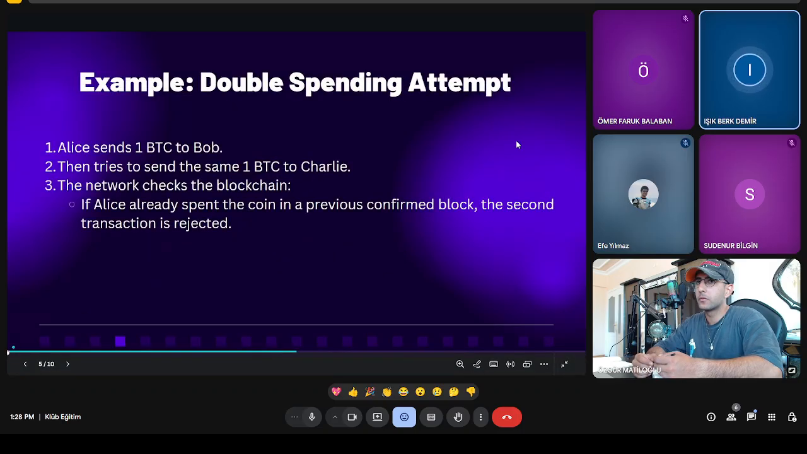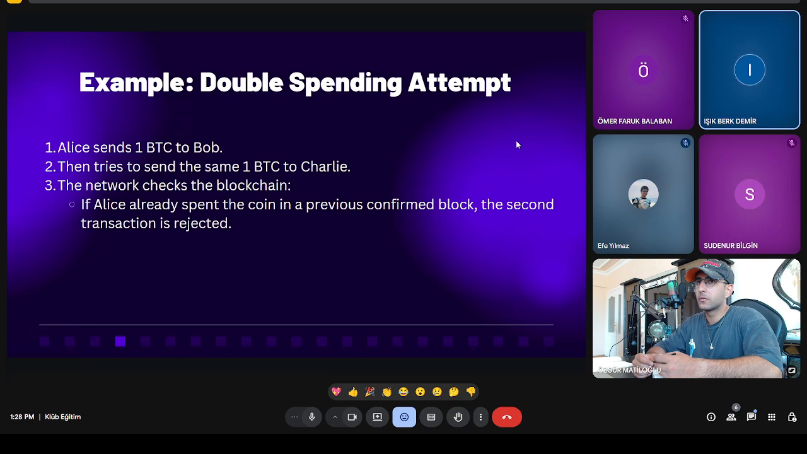Now let's give an example about this so it sets a bit better in your mind. Let's say Alice sends 1 Bitcoin to Bob. Then she tries to send the same 1 Bitcoin to Charlie. When the network checks its records, it will see that the 1 Bitcoin has already been used. The second transaction will get rejected. So that's the beauty of the blockchain. It keeps a public, unchangeable record of every transaction.